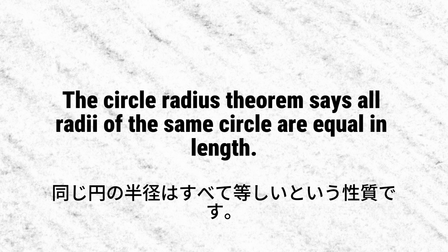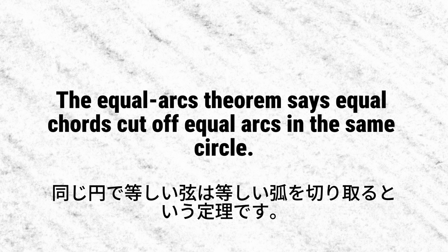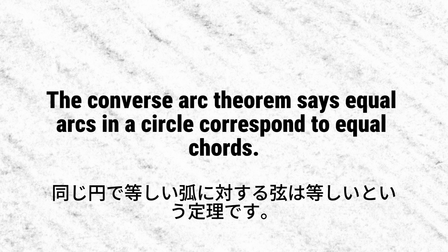The circle radius theorem says all radii of the same circle are equal in length. The equal arcs theorem says equal chords cut off equal arcs in the same circle. The converse arc theorem says equal arcs in a circle correspond to equal chords.